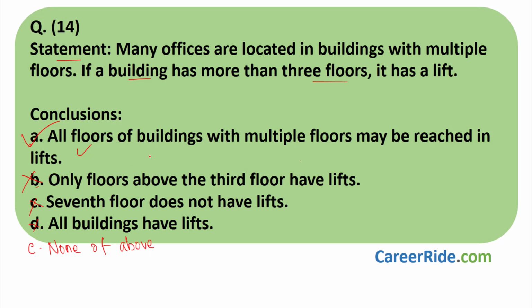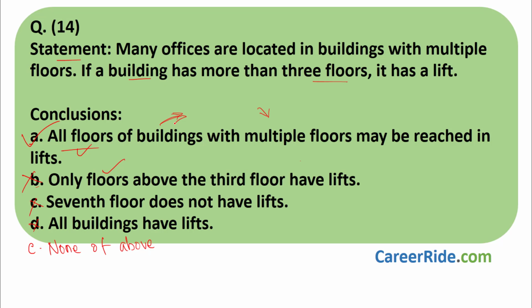What does this mean? That there are buildings, and buildings have multiple floors, and these multiple floors may or may not be reached by lifts. That means the lift can go to all the floors or may not go to all the floors. Anything is a possibility. Here what they are saying is that only floors above the 3rd floor have lifts. That means only above the 3rd floor the lift will go. Such a definite thing is not given, only a general thing is given.